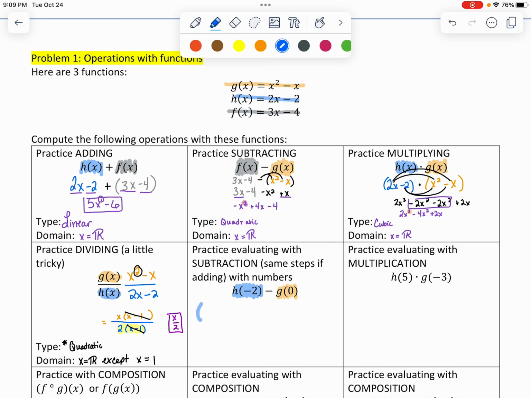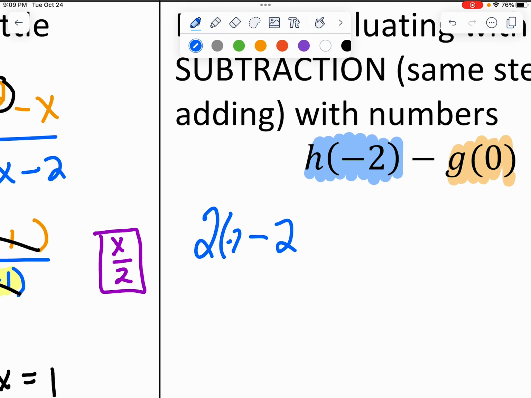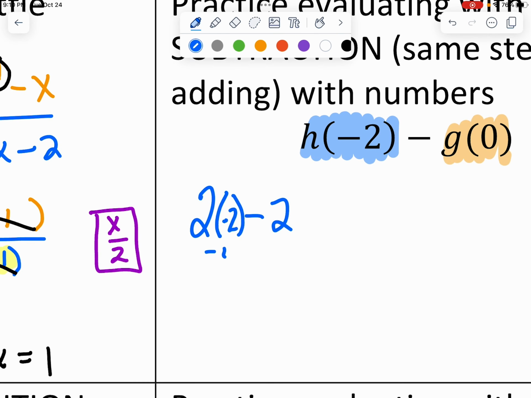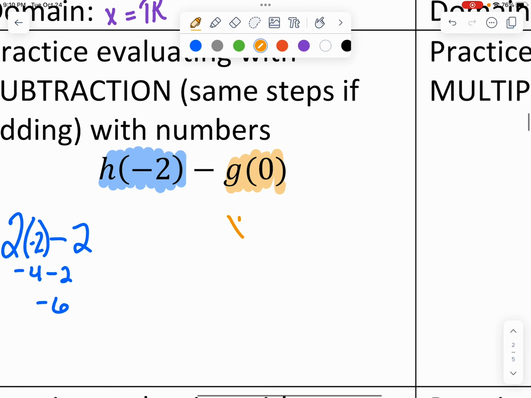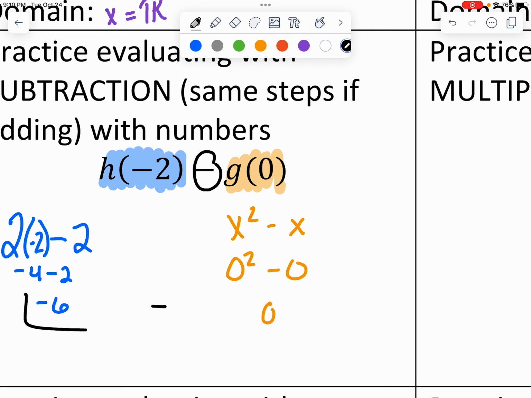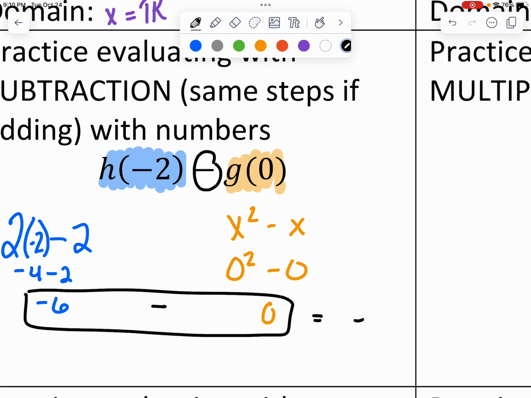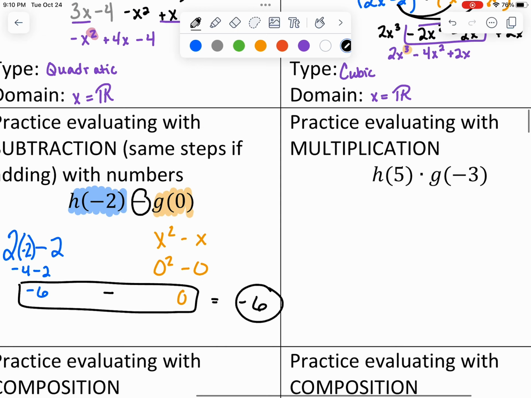We need to plug in -2 into h. So that's going to be 2 times, but instead of x minus 2, what's x going to be? -2. So that's going to be -4 minus 2, which is -6. Then we do that for the g equation with 0. So x squared minus x: 0 squared minus 0 is 0. Then we have to subtract those answers. -6 minus 0 is -6, and that's how you do that. You plug them in and then you do whatever it says. We did do that in chapter 2 quickly.